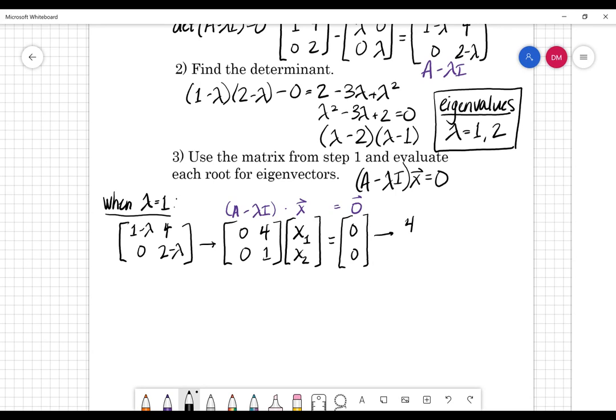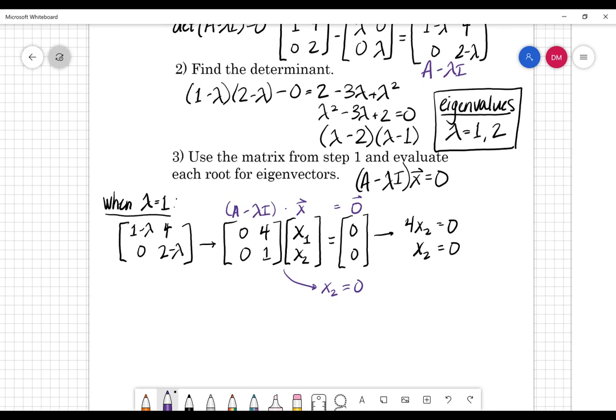This is saying if you take 4 times, well, okay, let me do my matrix multiplication right. 0 times x1 plus 4 times x2 is equal to 0. That's kind of what that first equation would look like, which isn't giving you a whole lot of information except that x sub 2 could be equal to 0. That's fine. But look, I'm getting the exact same information from the second equation that I could write here. 0 times x sub 1 plus 1 times x sub 2 is equal to 0.